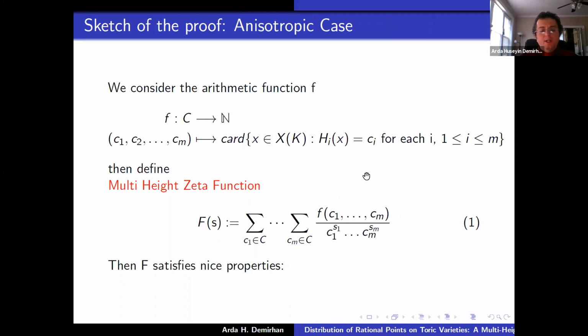We consider the arithmetic function. What this does is count the number of times that rational points get some particular coordinate values on their multi-heights. Based on that, we define an analog of the multi-height zeta function, which is a multiple Dirichlet series, by the way. This is a countable sum, and as you can see, if we set m to 1, this becomes a single variable height zeta function as we defined. So in a way, F(s) generalizes the height zeta function, and F satisfies some nice properties.